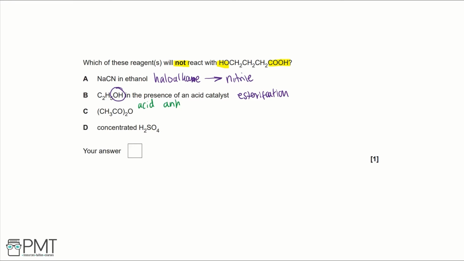Then looking at C, this is what's called an acid anhydride. And what these do is they react with alcohols to form esters again. So an acid anhydride will form an ester with our alcohol.